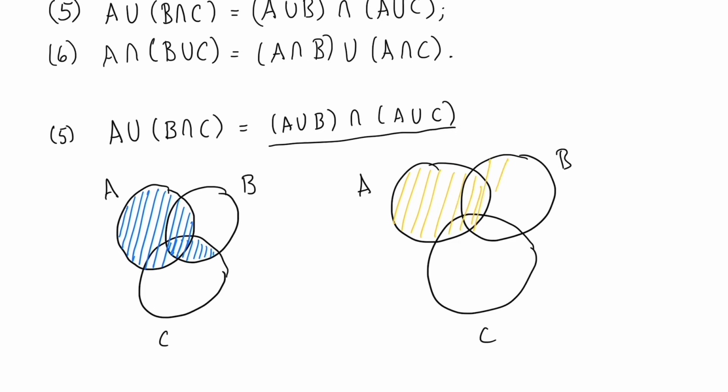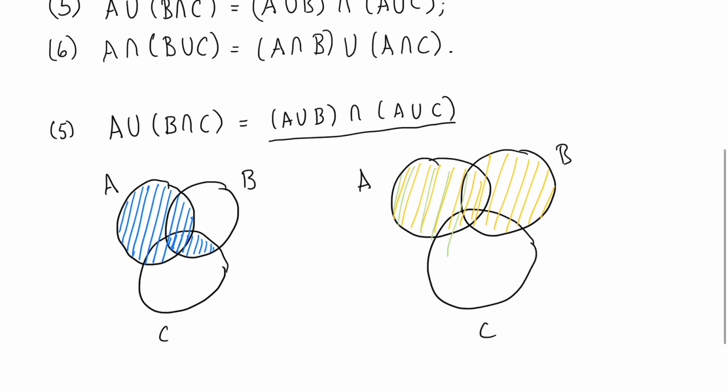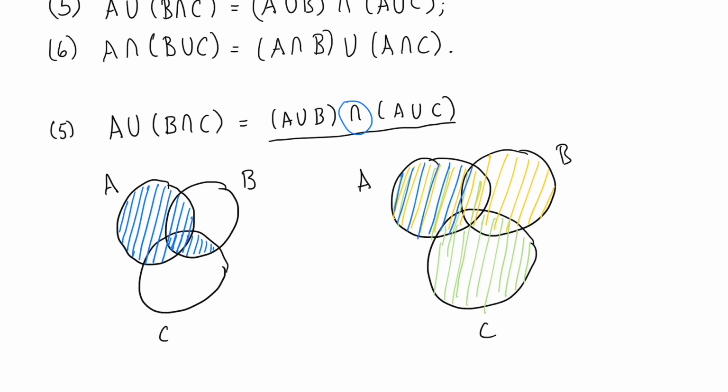A union B is going to be all of the stuff in A and B. This is what A union B looks like. And A union C is going to be everything from A and everything from C. A union C is this green shaded area. Now we have in yellow A union B, we have in green A union C, and then we are intersecting those 2 sets. So when we do the intersection, we're going to find all of the parts of this Venn diagram that are shaded in both yellow and green.